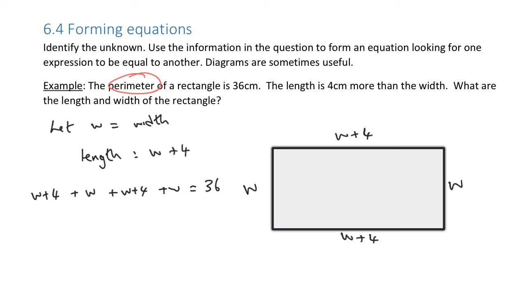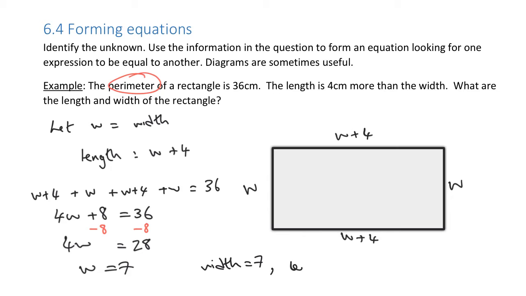So that's our equation formed, but we can simplify that. What we can see is that we've got 4W plus 8 equals 36. So that would be a better form of our equation. Then we can try and solve this. So if we take away 8 from both sides, we get that 4W is equal to 28. And then dividing through by 4, we get that W equals 7. So then if the width is 7, the length, which is 4 more than that, is going to be 11. And those are both in centimeters.